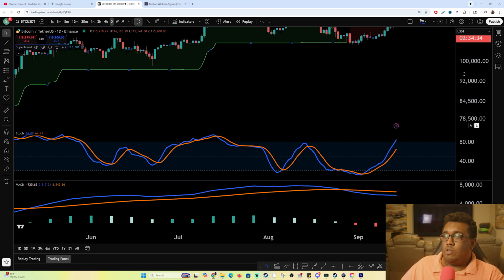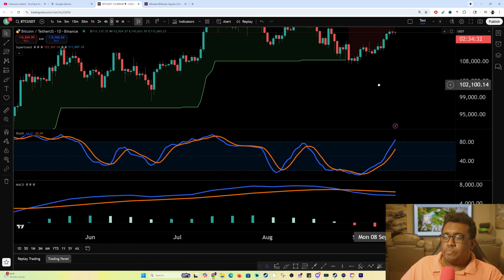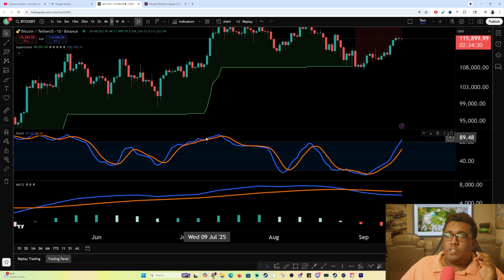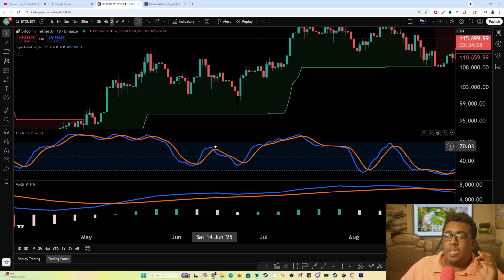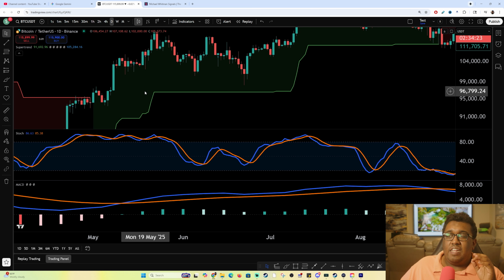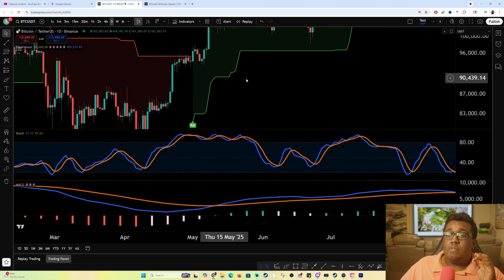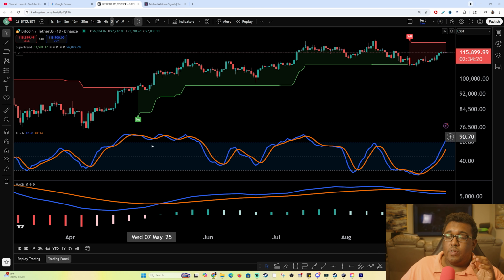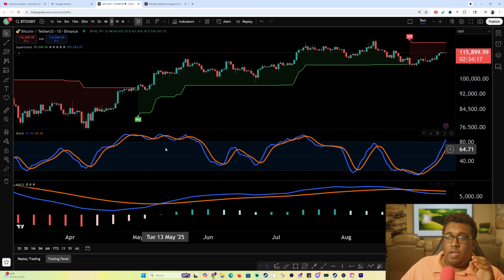So first, let's start off with the stochastic indicator here. When you have bullish crossovers that happen above this line, like for example right here, I typically do not follow them unless I see the buy signal from the Supertrend or a bullish MACD, all right? Typically, I actually ignore these ones quite a bit.